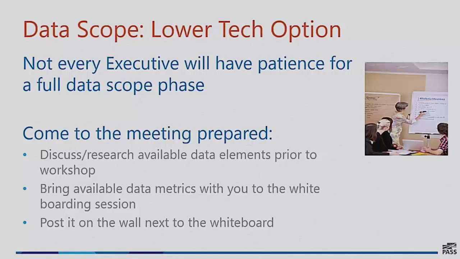They'll come to the meeting prepared. Usually I would bring any data elements that I believe are available in existing reports. I would bring those with me to the meeting. Any sort of metrics, and I would bring this on the whiteboard. So if I'm there with the executive and they say, well, I don't know really what I want, I would bring the metrics that are already available, and those would be Post-it notes. Start putting Post-it notes up here.